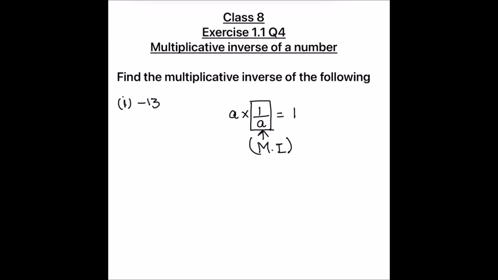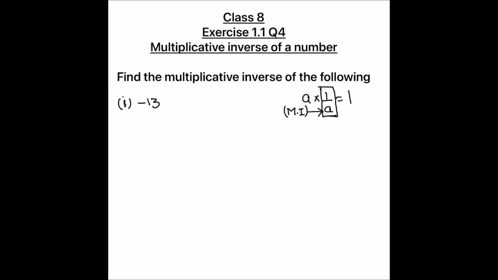So let us now find the multiplicative inverse of these numbers. The first part is minus 13. So we need to find the multiplicative inverse of minus 13. The multiplicative inverse of minus 13 will be 1 upon minus 13. We just need to take the reciprocal of the number. So 1 upon minus 13.